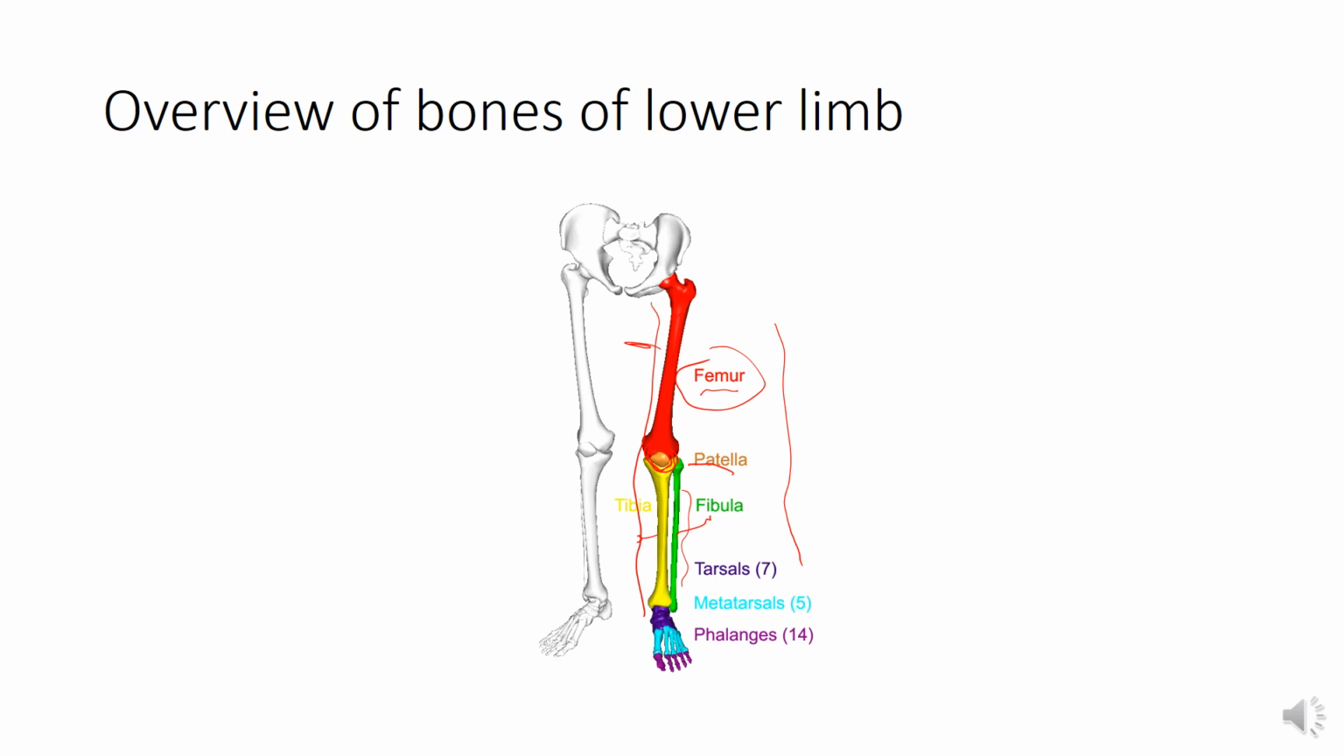So now the bones of the foot include the tarsal bones. These are 7 in number. Metatarsals, the long ones, and the phalanges, the bones of the toes. So there are 14 phalanges, 5 metatarsals and 7 tarsal bones. So these are the bones of the lower limb.